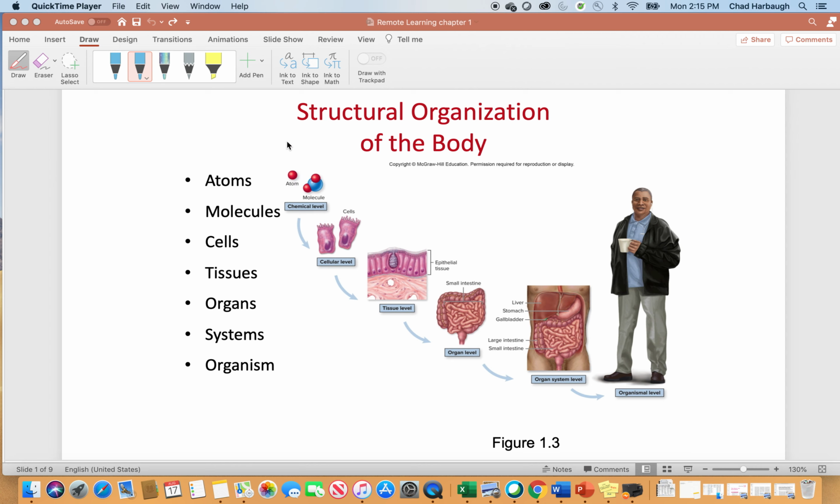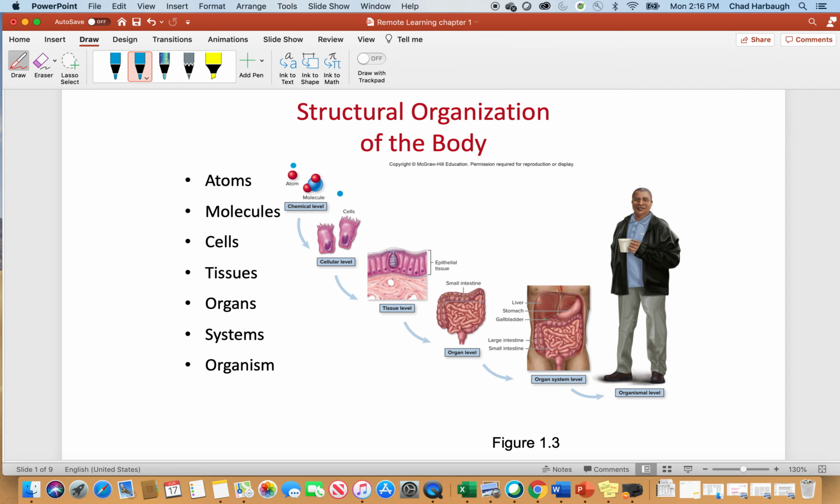The first thing we'll discuss in Chapter 1 will be the structural organization of the body. When we're looking at the structural organization of the body, it includes the chemical, cellular, tissue, organ system, and then finally the organismal level of organization. The first component that we're going to look at today is the chemical level. With the chemical level, we're first looking at the atom, which is the smallest unit of matter.